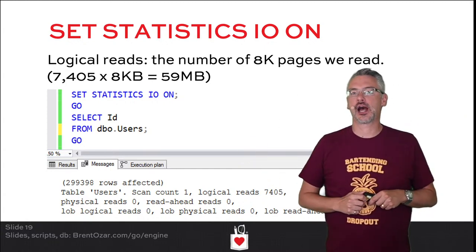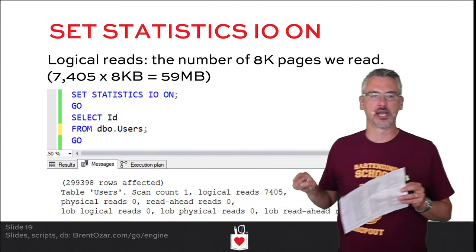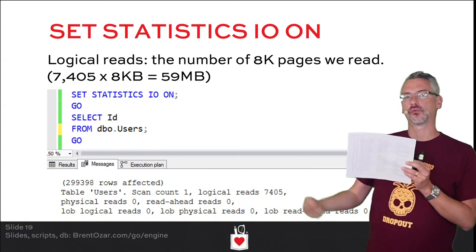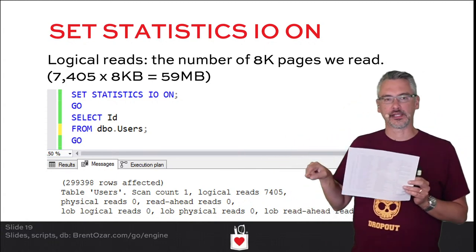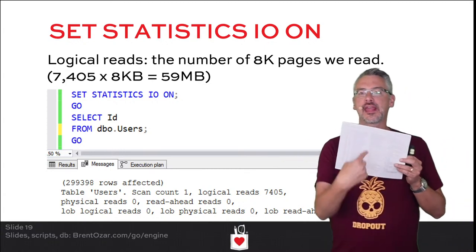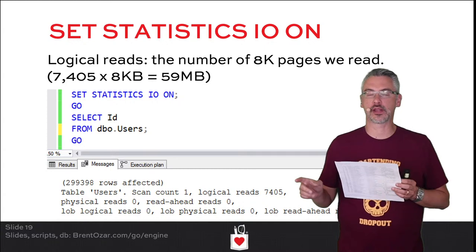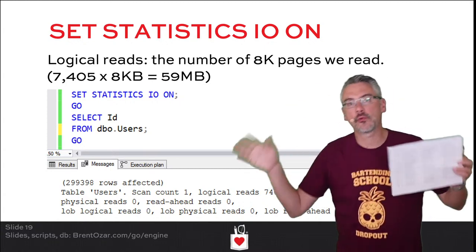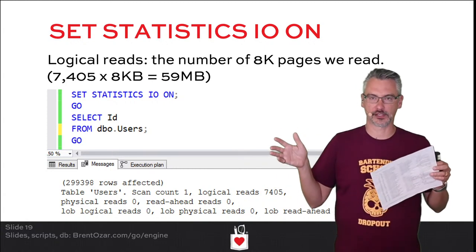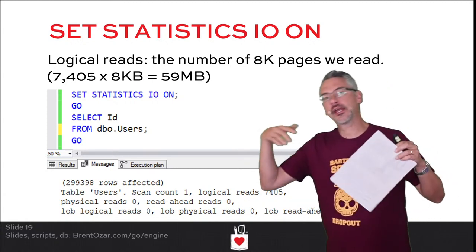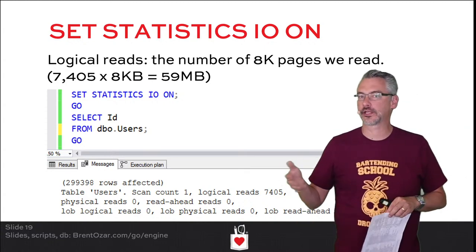Set statistics IO on, turns on a little measurement in the messages tab that says, how many logical reads did we do? Logical reads equals the number of 8K pages that we read in order to satisfy this query. That's not the only way to measure queries. It's the most common way to measure queries. And generally speaking, the less data that you read, the faster your query is going to go.